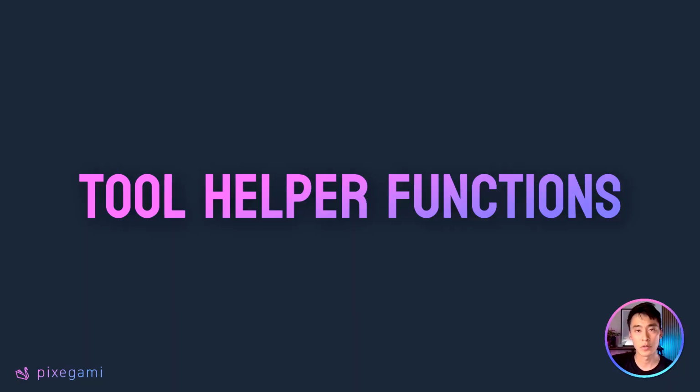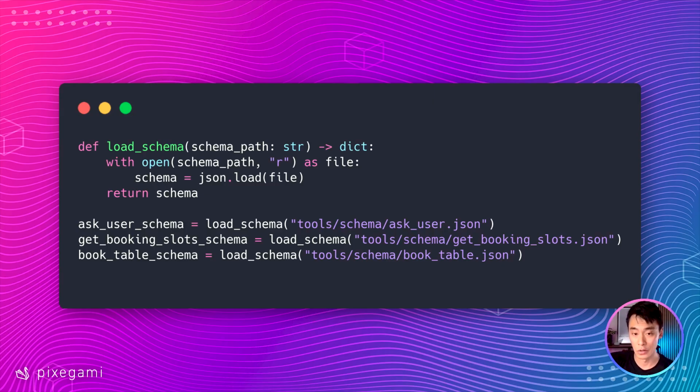But first, let me show you a couple of helper functions I created. You don't need to use these, but I think that they make the actual AI integration a little bit easier to understand. First, I have a function to load this JSON schema for each tool because we've saved the JSON schema to disk, but in Python, we actually need it as a Python object. So this basically just loads it from disk.